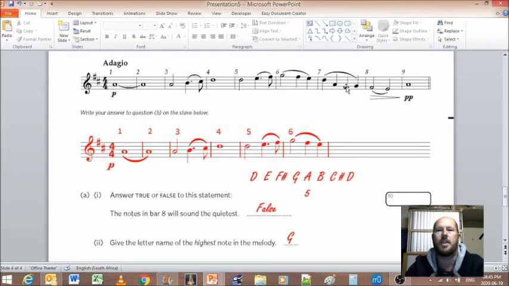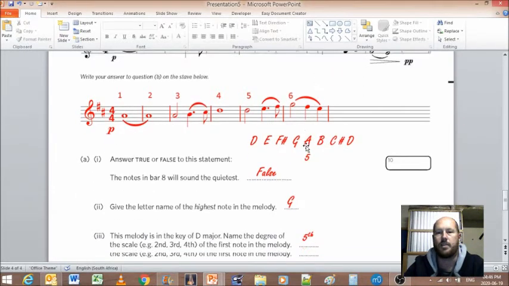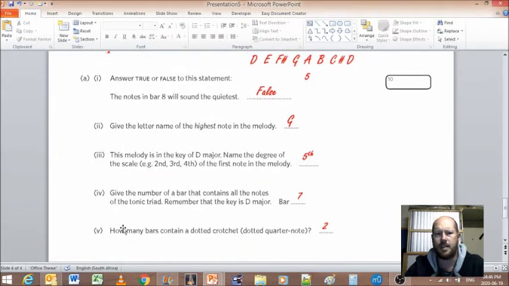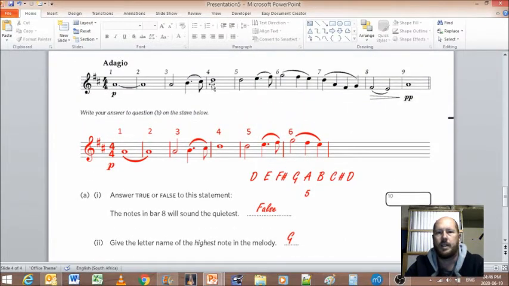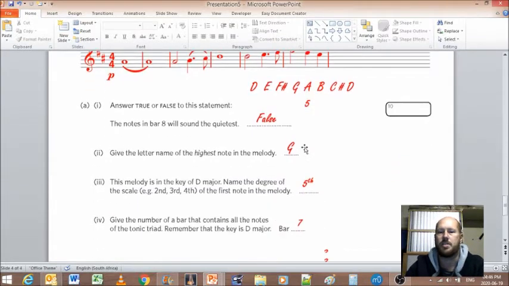How do I know that this is F sharp and not F? Well, here in the key signature, we have our sharp accidental, which means that any F here, unless it's been naturalized, is going to be sharp. So that is F sharp. And the G, obviously, we don't have to worry about. So bar 7 has all 3 notes of the tonic triad of D major. So let's take a look here. How many bars contain a dotted crotchet? Let's take a look. There are 1 and 2 and no more. So it's just 2 bars that have a dotted crotchet.